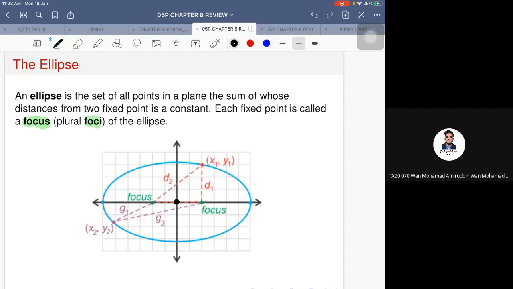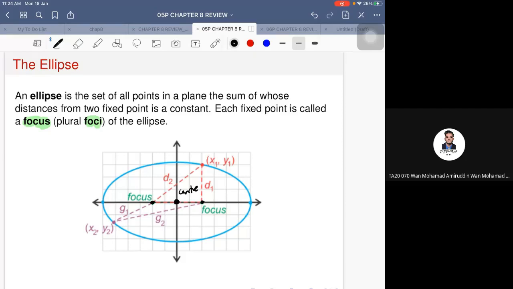Ellipse pun sama. Ellipse ni bentuk dia bujur. So dia macam telur. Okay, so telur tu adalah contoh bentuk ellipse. Okay, dekat tengah-tengah ni, nama dia adalah center. Dia tengah-tengah kepada bentuk tersebut. Okay, dekat kiri dan kanan dia, ada 2 titik which is called as being focus.